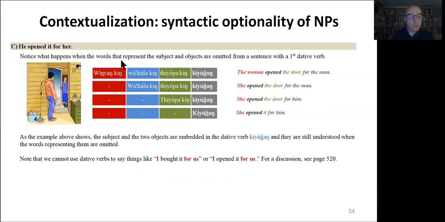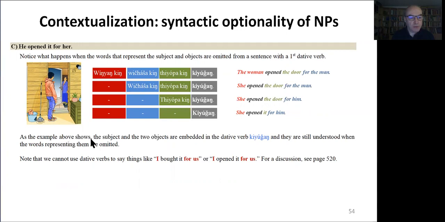Notice what happens when the words representing the subject and objects are omitted from a sentence with a first dative verb. So, the woman opened the door for the man, contextualized with the illustration, and the Lakota sentence. The students can notice that the noun phrases can be dropped, any of them can be dropped, and that the verb alone can constitute the full clause, in which case it will translate as "she opened it for him."